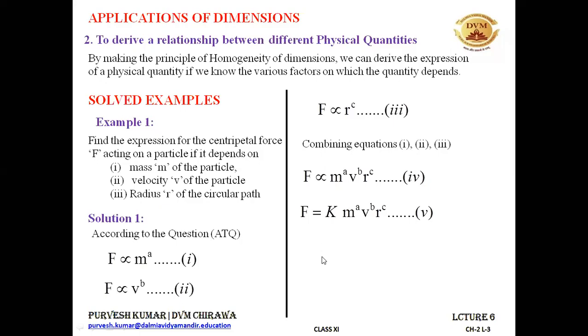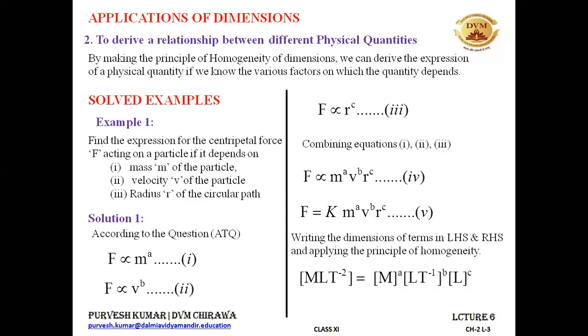So in place of F, I can write like this. By the principle of homogeneity, whatever the dimensions on the left hand side, they have to be equal to the dimensions of the right hand side. In place of F, I have written MLT minus 2, that is the dimension for force. K does not have any dimension. It is a constant. In place of M, I have written the dimensions as capital M to the power A.